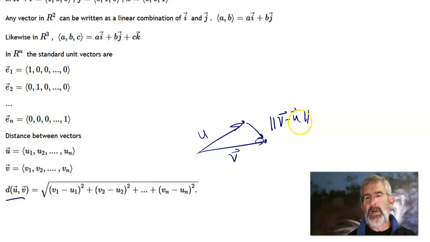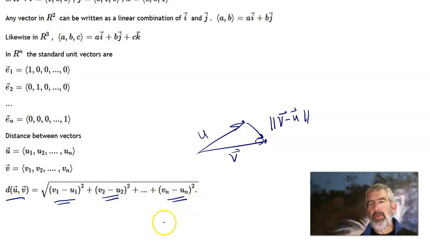Well, to calculate v minus u, I have to go component-wise: first component of v minus first component of u. Second component is second component of v minus second component of u. So that's what I see here. There's the difference of the first components, there's the difference of the second components, and so on. So when we talk about the distance between two vectors, we're just meaning the distance between the two endpoints.